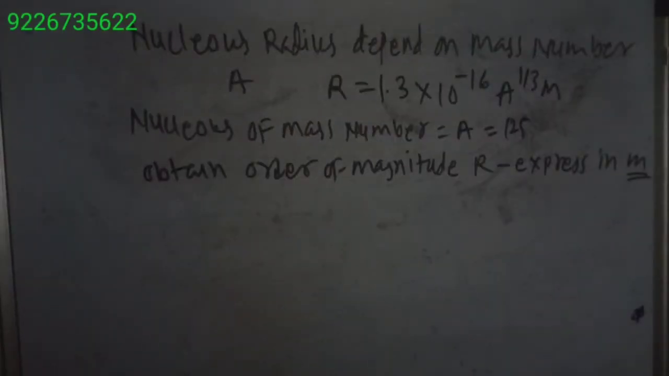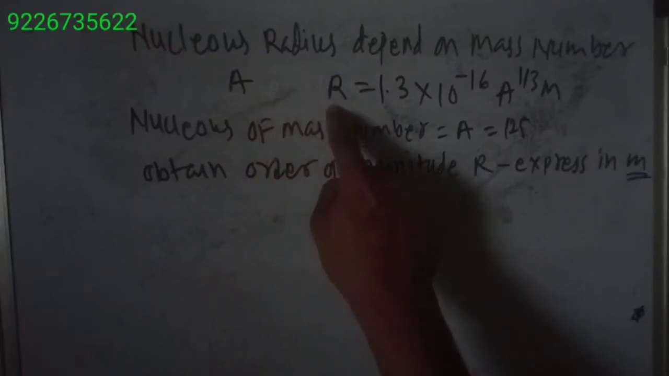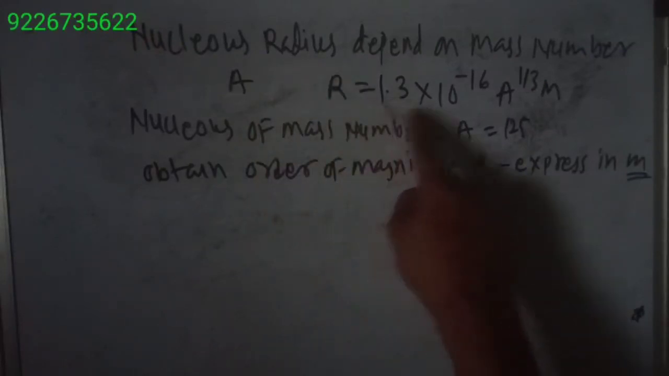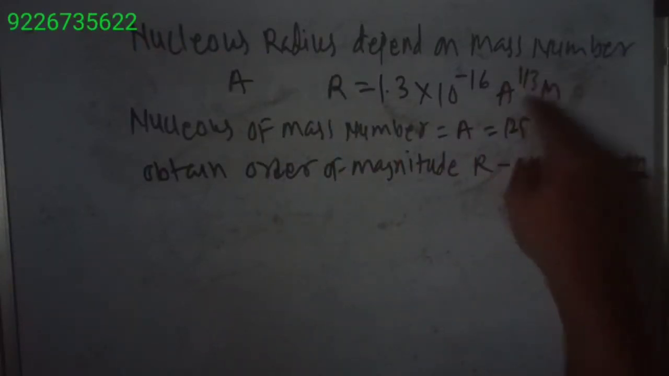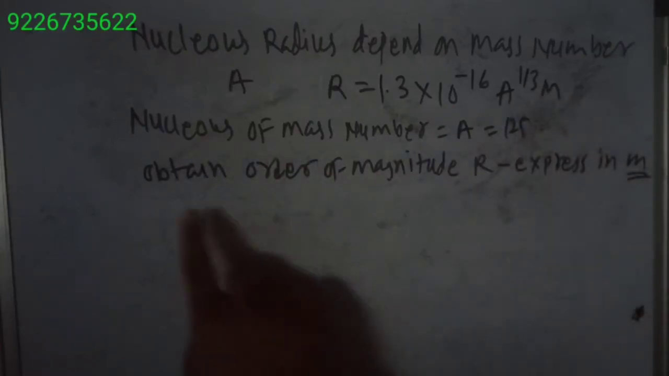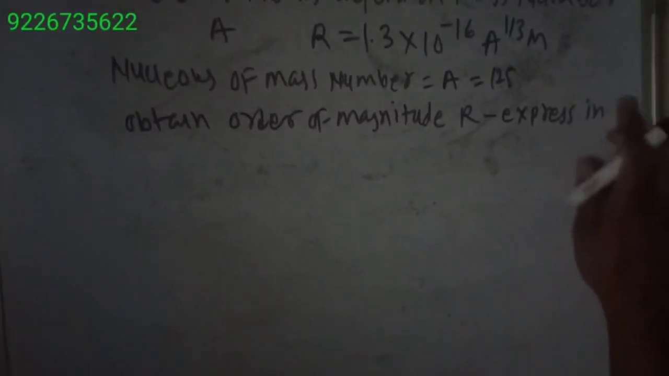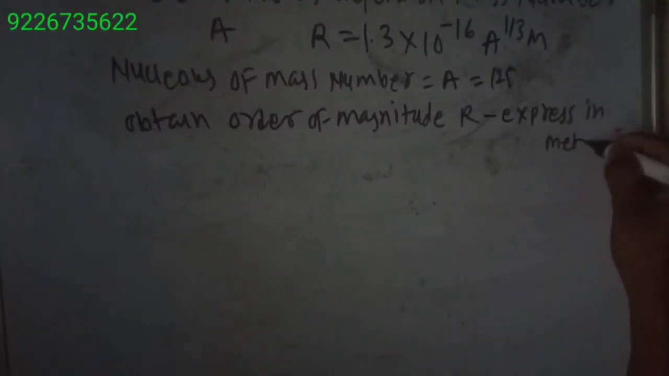Let's say our second numerical is: nucleus radius depends on mass number A, where radius R is 1.3 into 10 raised to minus 16 A raised to 1/3 meter. For a nucleus of mass number A equal to 125, obtain the order of magnitude of R, expressed in m, which stands for meter.